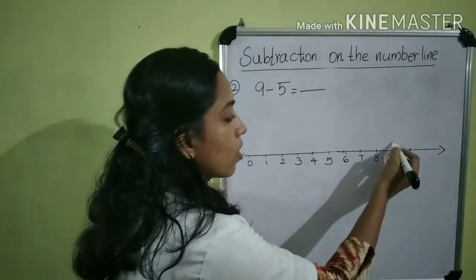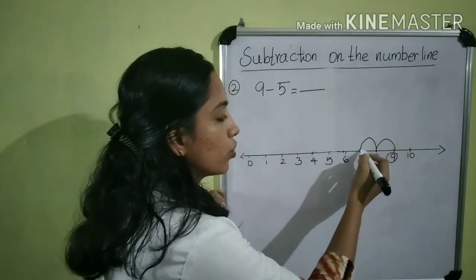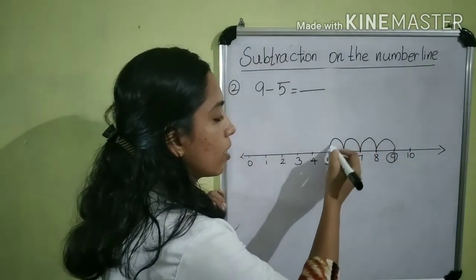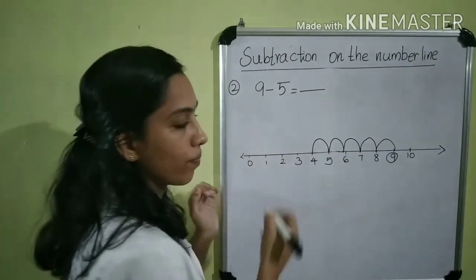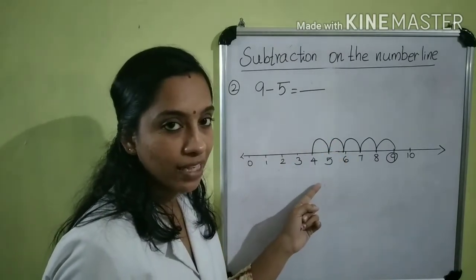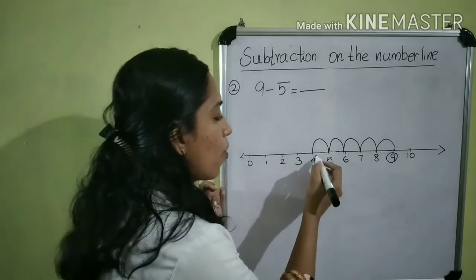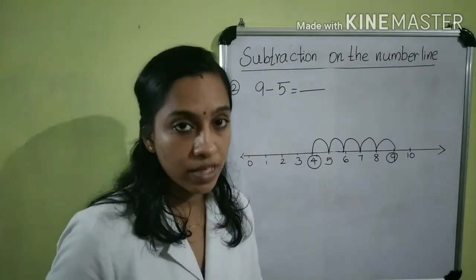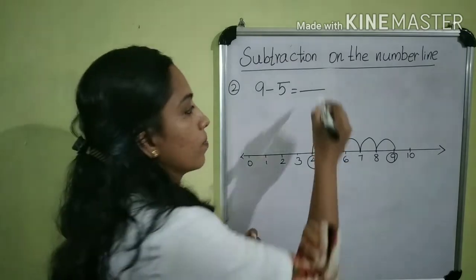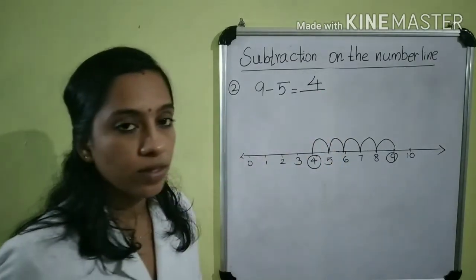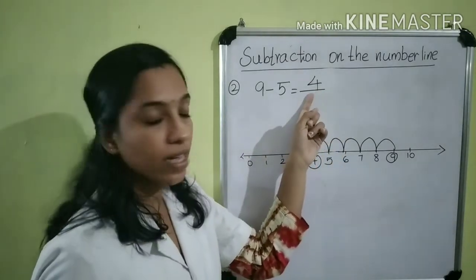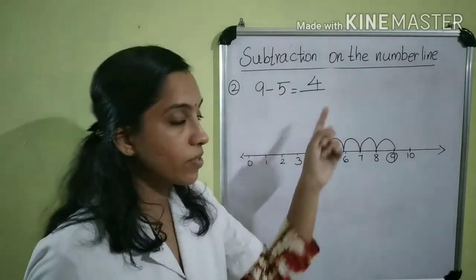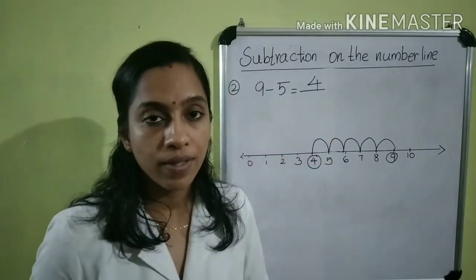That is 1, 2, 3, 4, 5. We are reaching the number 4. That means 9 minus 5 is equal to 4. That is, we can write the answer here. That is 9 minus 5 is equal to 4.